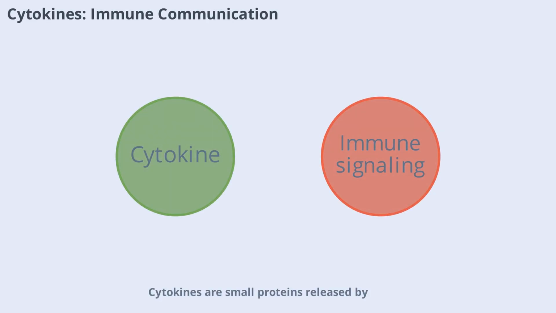Cytokines are small proteins released by immune cells to communicate and coordinate responses. They can stimulate cell growth, attract other immune cells, and regulate inflammation. Cytokines are essential for ensuring that the immune system acts efficiently and appropriately.